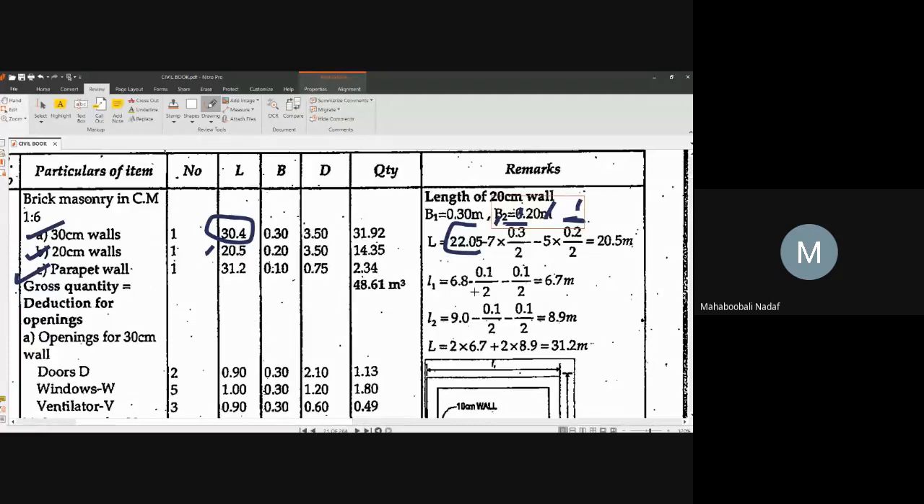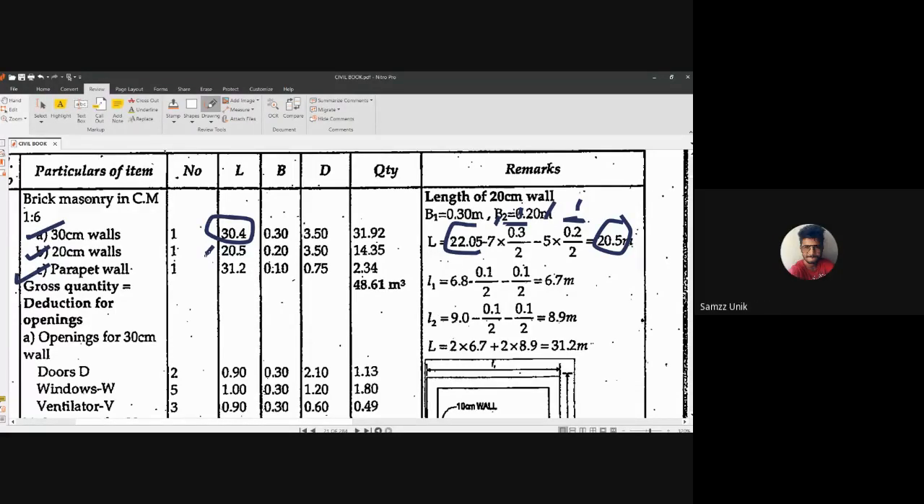Is that step clear? Original center to center minus N1 into B1 by 2. This portion is for 20 meeting 30. So here minus N2 into B2 by 2. Here N2 is 5, the number of junctions 20 meeting 20. So how many junctions? 5 here. And what is the width of that one? 0.2. So after calculation, you will get 20.5. Clear this point?